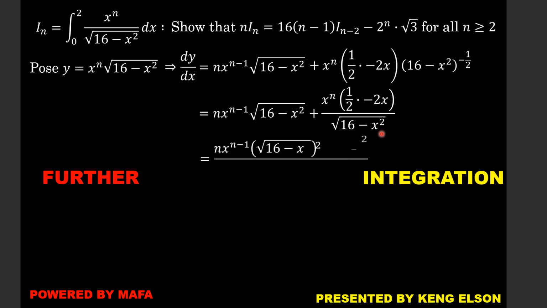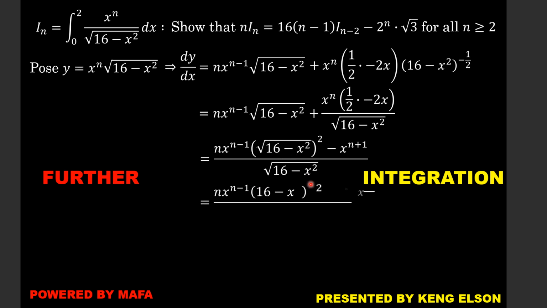So if we further find the LCM, we are going to get this, noting that x to the power n times x is equal to x to the power n plus 1. Positive times negative is negative, and then half times 2 is 1. All right, so the LCM is the square root of 16 minus x squared. When you multiply with this quantity, you just have to square the square root of 16 minus x squared, which will give us 16 minus x squared.